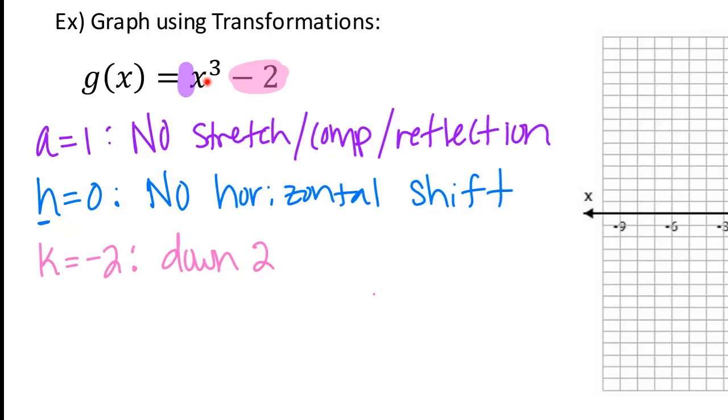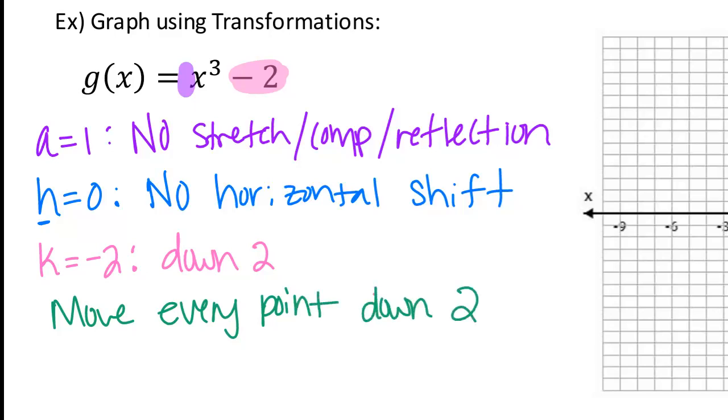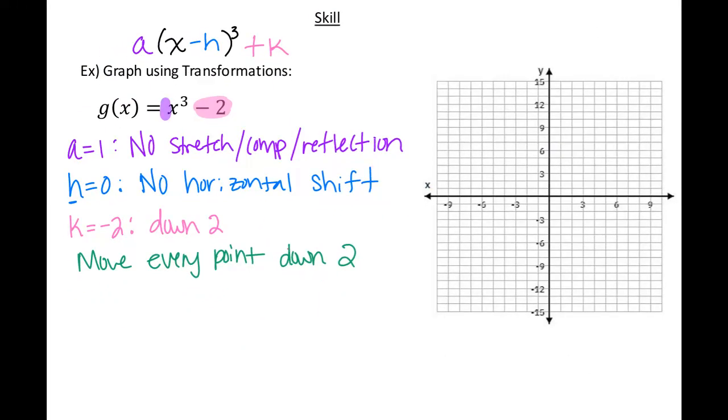Nothing here for h. It has to be between the x and the cube. There's nothing there, so that means there's no horizontal shift. We're not going to move it left or right. All we're going to do is look at k, and k is -2. So all we're going to do in this example is move every point down 2. And that's all we're going to do. So take your parent function, go graph it. Your 5 points are the same every time.